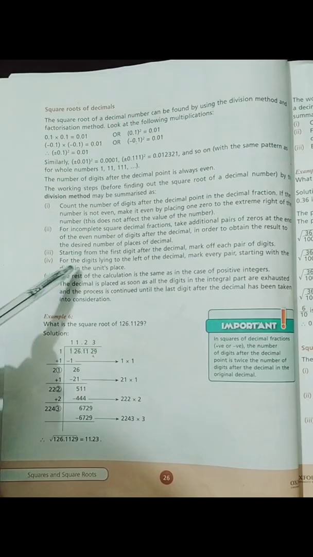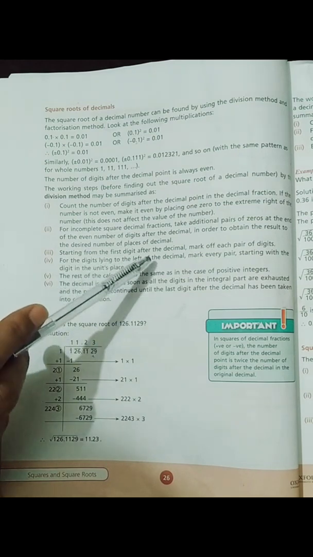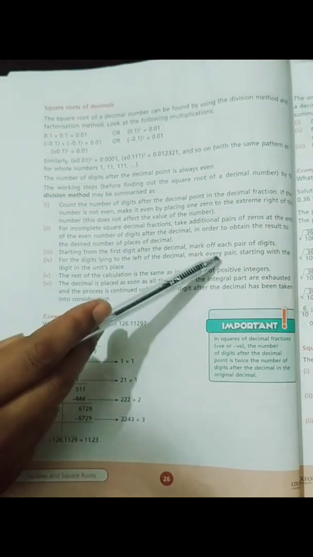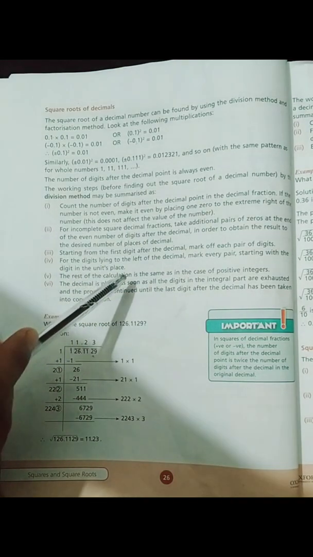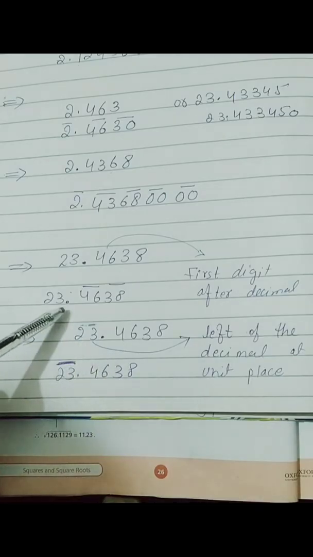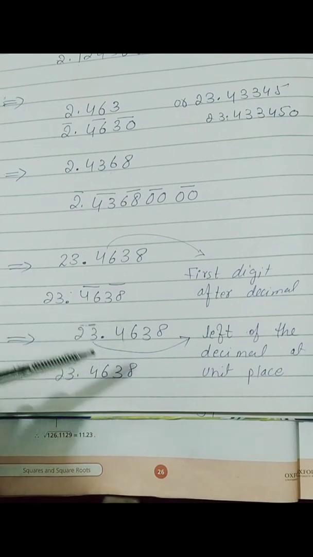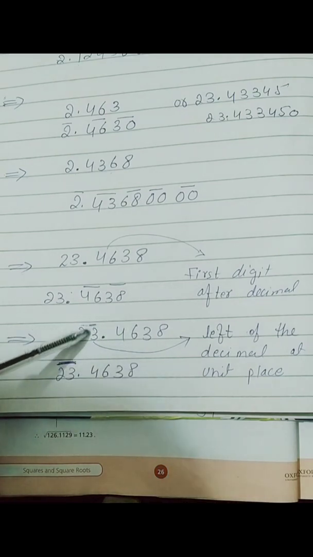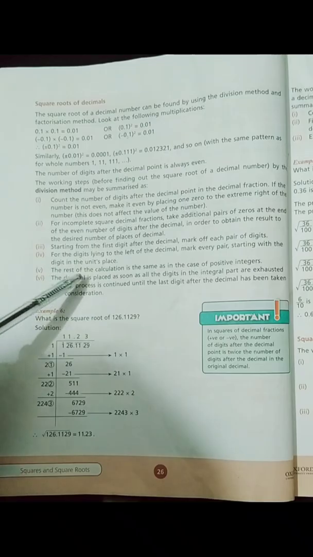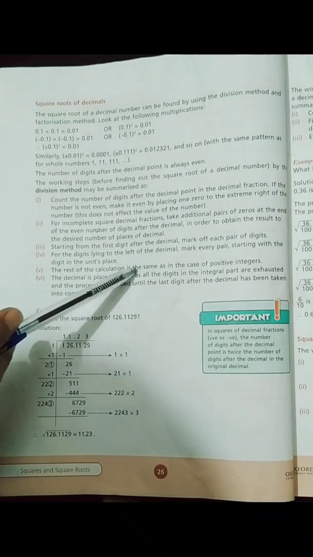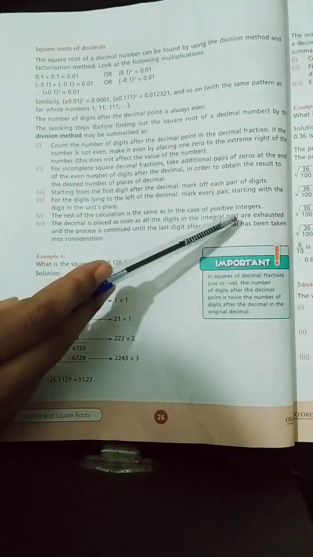Next, for the digits lying to the left of the decimal mark, make every pair starting with the digit in the unit place. For example, we have a value 23.4638. The left side of the decimal is 3. We make pairs from the left side, starting from the unit place. The rest of the calculation is the same as in the case of positive integers.